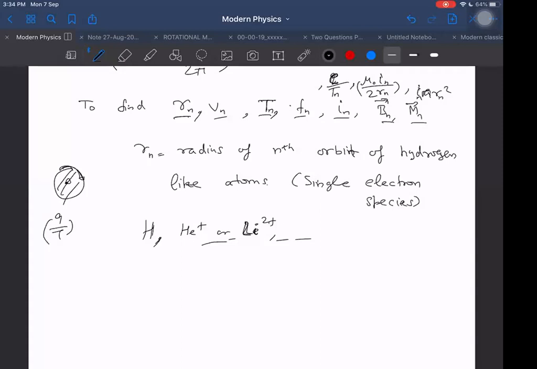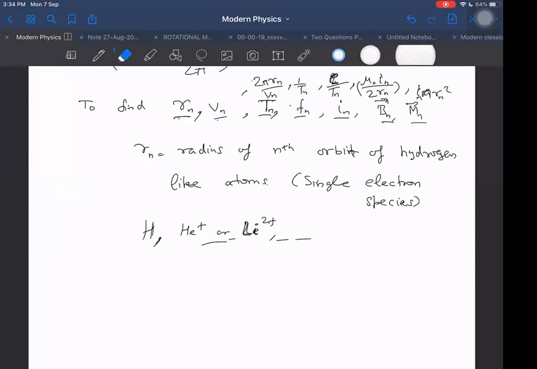Then every formula will come very fast. I just need to find Rn and Vn. Time period also comes from there. Time period will be 2 pi Rn divided by Vn, so it is easy to find. And frequency will be 1 upon time period. So you notice all these things will come quickly. But first we should know what Rn and Vn are, so I will focus only on these two.